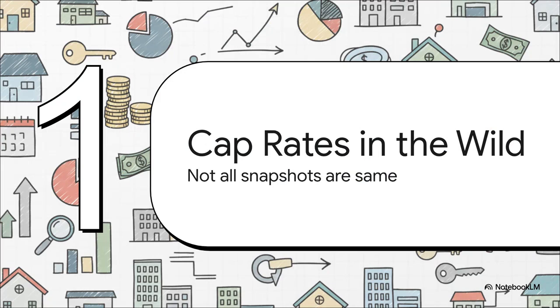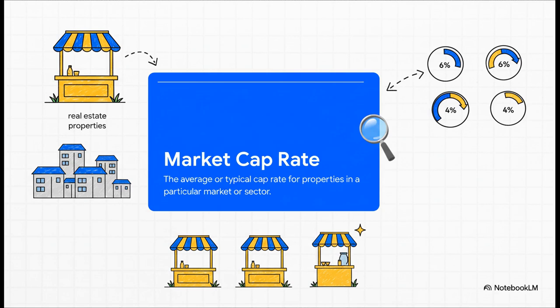Okay, so a cap rate isn't just one number that's set in stone. Out in the real world, these snapshots look different depending on where you're standing and what kind of property you're looking at. And this brings us to the market cap rate. If you want to know if your lemonade stand's 6% cap rate is any good, you'd look at the other stands on the block. If they're all around 6%, you're average. But if they're at 4%, your stand starts to look like a great deal. It's the benchmark, the neighborhood average that investors use.